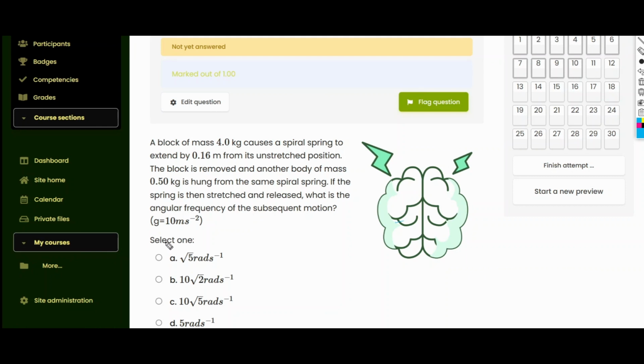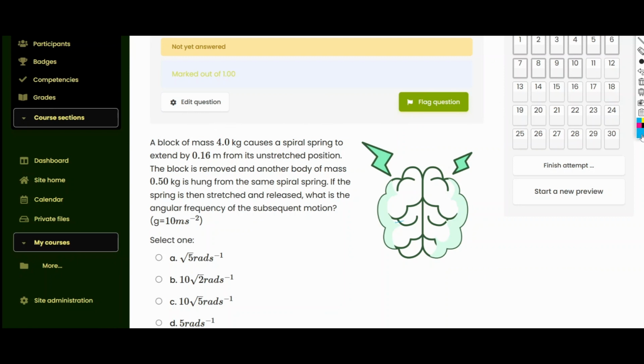So, a block of mass 4 kg causes a spiral spring to extend by 0.16 m from its unstretched position. The block is removed and another body of mass 0.5 kg is hung from the same spiral spring. If the spring is then stretched and released, what is the angular frequency of the subsequent motion?